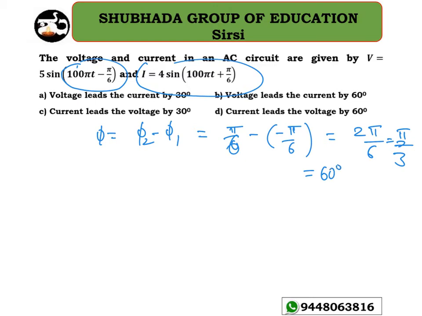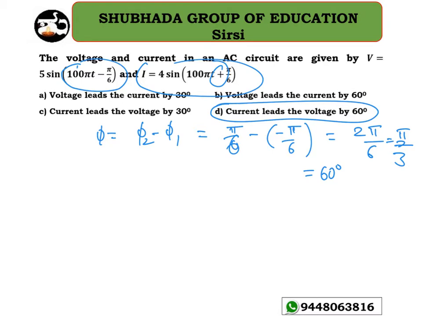As you know, the question is whether the voltage is the leading quantity or the current is the leading quantity here. The current is the leading quantity here, so that's the reason I said it is plus here. So the current leads the voltage by 60 degree. That is the right answer for this particular question.